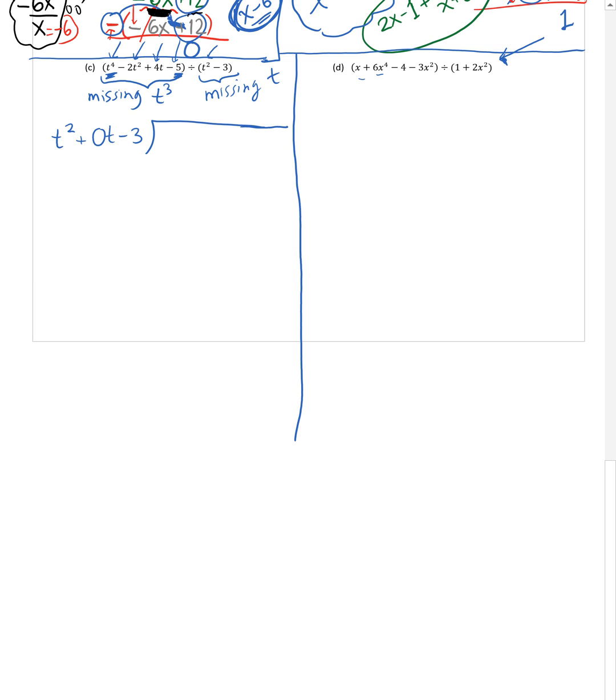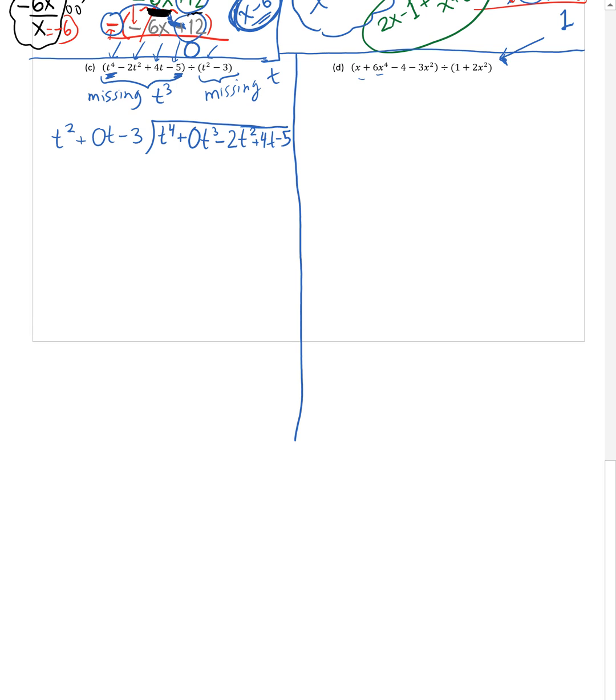And that is essential. These problems won't work out if you don't do that. And then the same thing with the dividend. I have t to the 4th. The next power should be a t cubed, but I don't have one. But I can insert a fake little 0t cubed. It's just a placeholder, like a little ghost. 0 times anything is 0, so it's like throwing a ghost in there. It doesn't represent anything. It's not real, but it looks like there's something there. Then after t to the 4th, there was negative 2t squared, 4t minus 5. There we go. So be really careful. It's essential to write those missing terms.